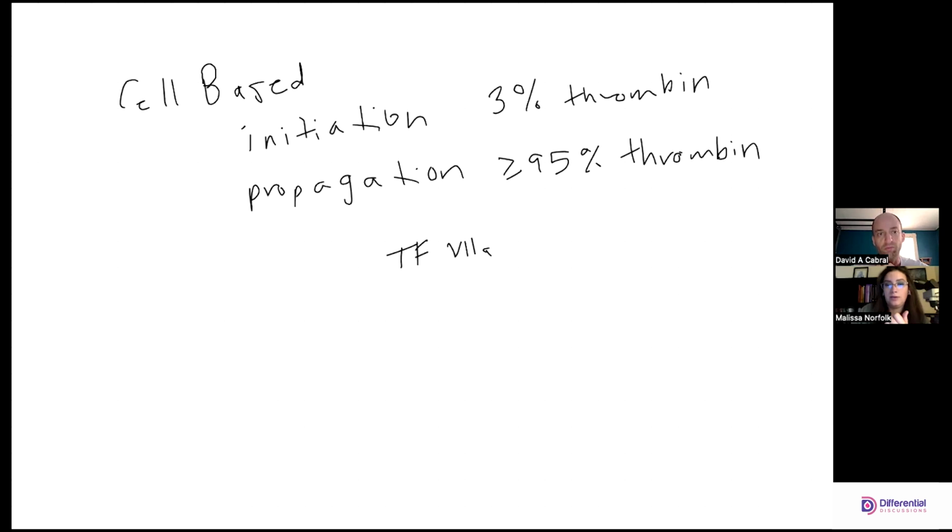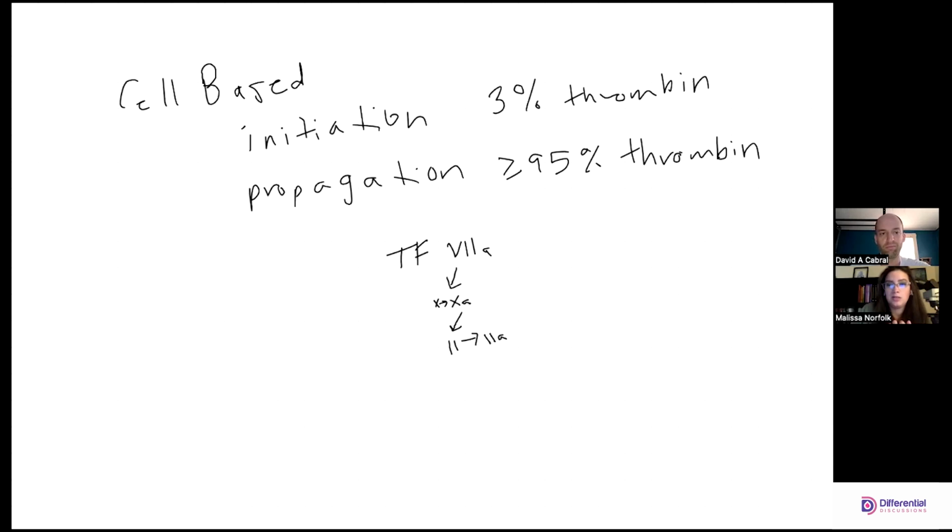They're going to activate factor 10, so we get 10 to 10A. 10A is going to activate prothrombin into thrombin. Now remember, you're thinking, well, there's no activated factor 5, so how are you doing that? Activated factor 10, just like when we talked about 9, can activate prothrombin on its own, but it's very, very slow and very inefficient. But you're going to activate some prothrombin into thrombin.